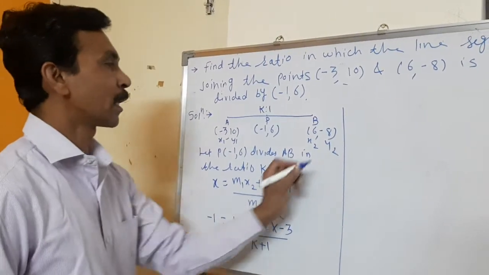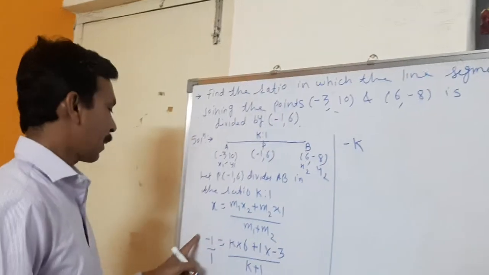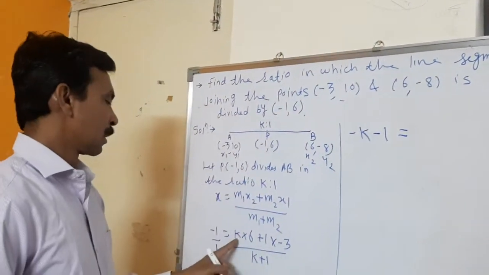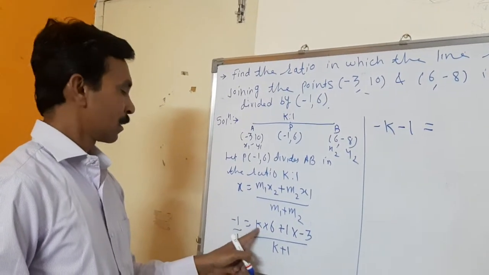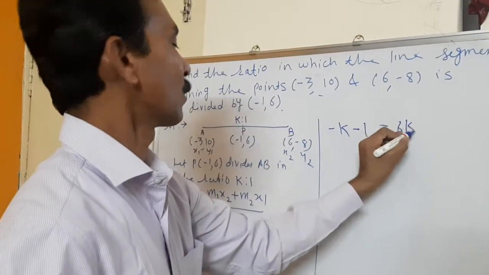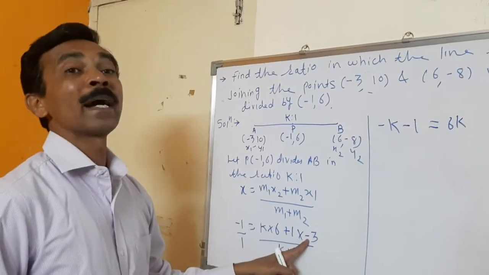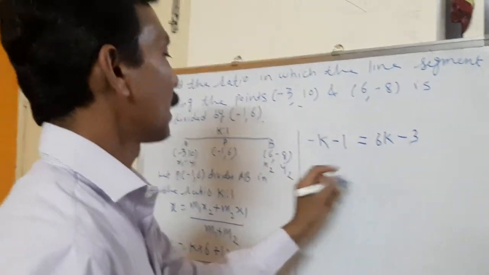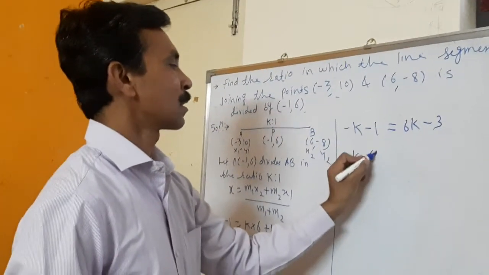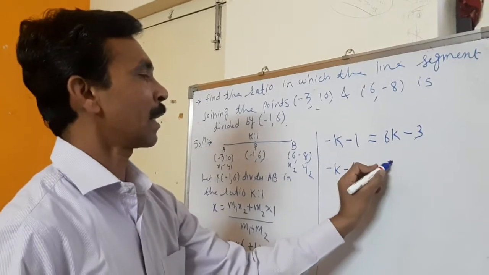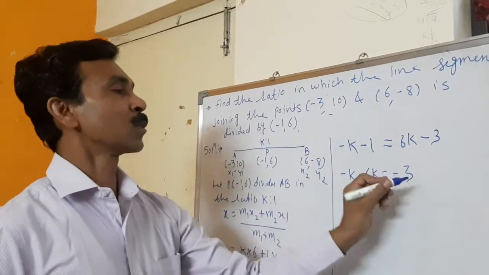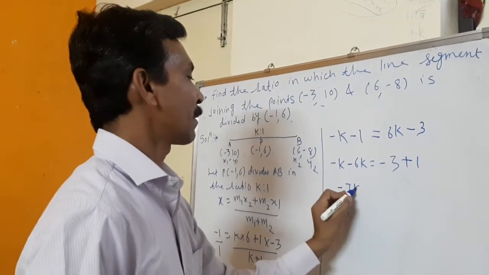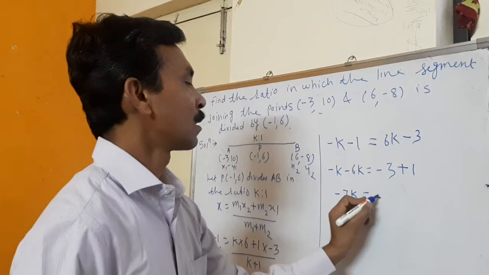Minus 1 into k minus k minus 1 into plus 1 minus 1 is equal to 6 into k, 6k, 1 into minus 3, minus 3 minus 3 into 1, minus 3 minus k. I'll bring 6k on the left hand side, it becomes minus 6k. This is minus 3 on the right hand side. I will take minus 1 to the right hand side, it will become plus. Minus k minus 6k, minus 7k is equal to minus 3 plus 1, minus 2.